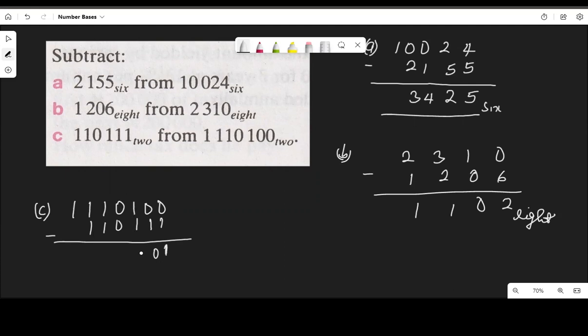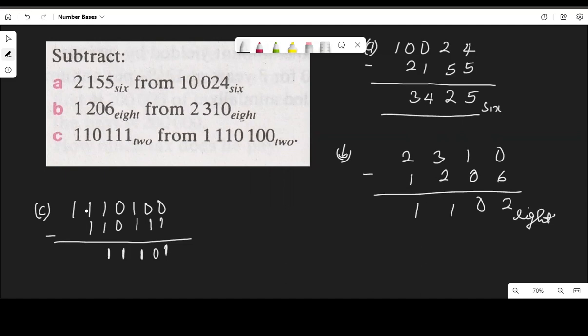2 minus 1 is 1. Here, I borrow from this place to this place, which makes it 2. Then borrow from that 2 to this place, which makes this one 1. 1 minus 0 is 1. Remember, I borrow from here, so I have nothing left here. So I need to borrow from here to this place now. So borrow a bundle of 2 from here to this place. That is 2. 2 minus 1, 1.